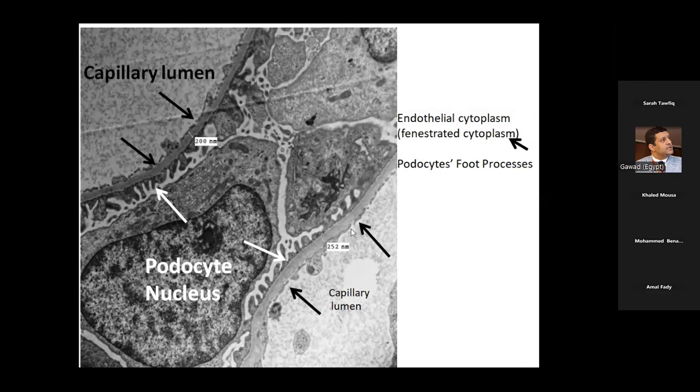The cytoplasm is shown by the black arrows. That's the cytoplasm, the thin fenestrated layer of cytoplasm with the pores. These are the pores, fenestrae or pores. Pore here, pore here, pore here, pore here. I think these are clear. And that's the capillary lumen. That's the glomerular basement membrane.